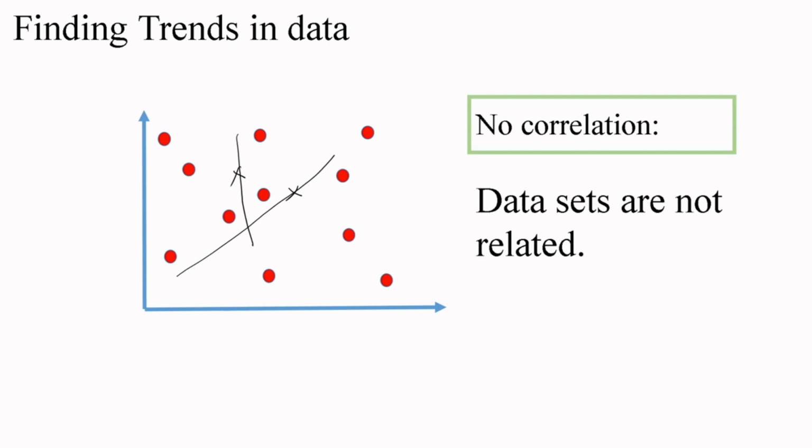What do we call them? We call them no correlation. It means data are not related to each other.